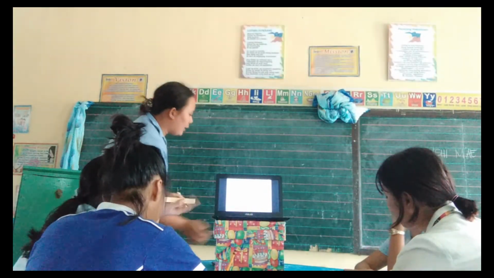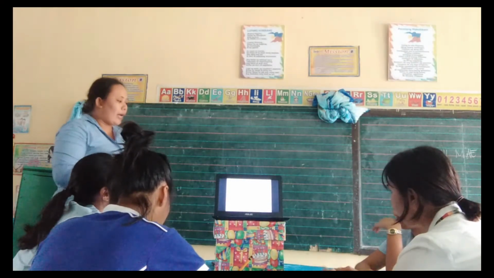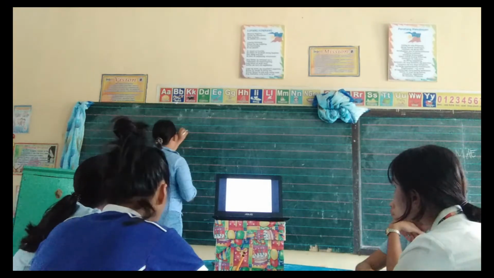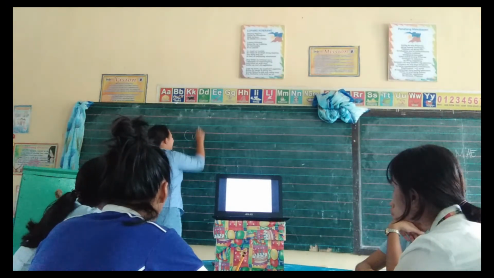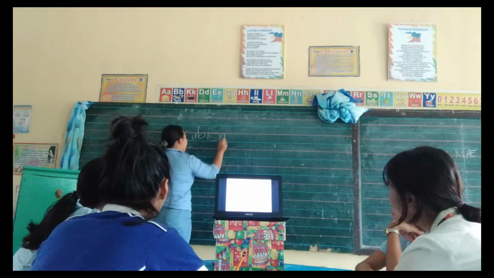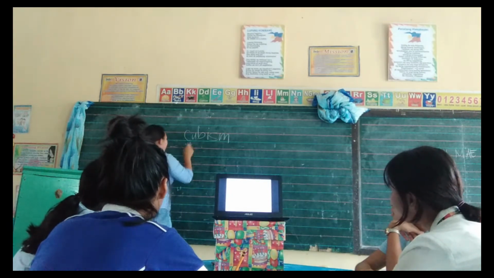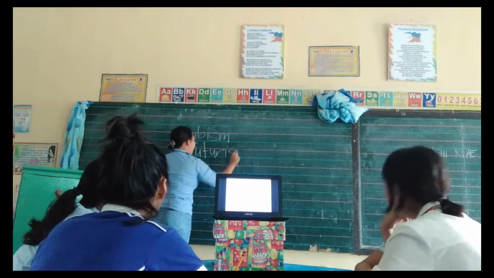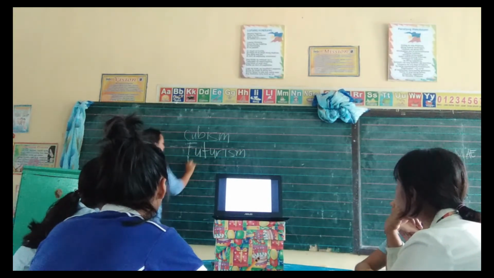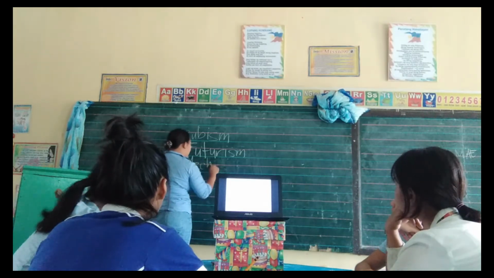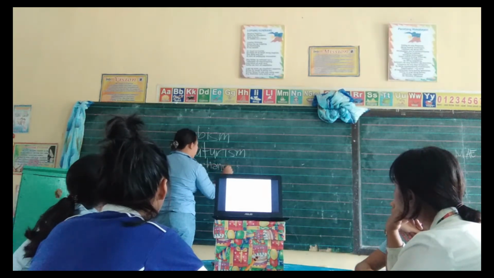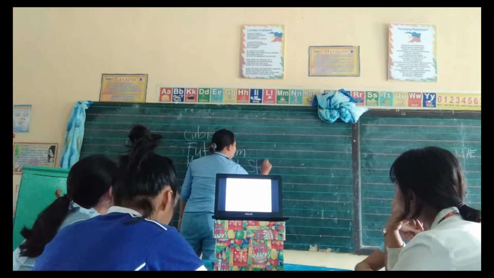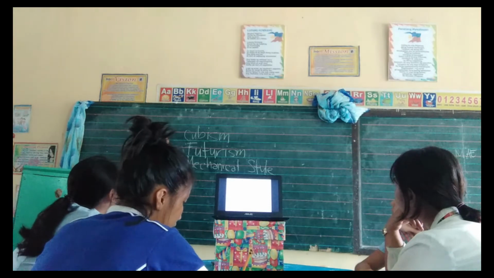So next, let's tackle the groups of abstractionism. We have four groups of abstractionism. So we have cubism, next, futurism, mechanical style, and the last one is non-objective.